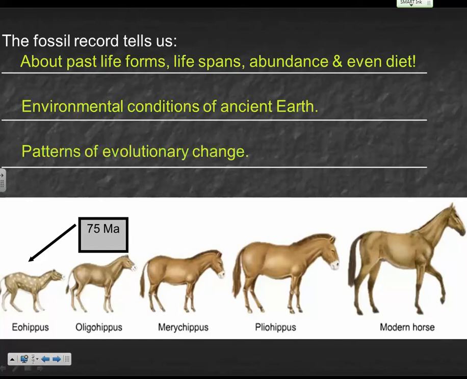And we can also learn about patterns of evolutionary change. And you can see in this diagram here showing the evolution of the modern horse. 75 million years ago, the Eohippus didn't look like a horse, but it had some horse characteristics. But over the last 75 million years, it's evolved into what we now see on the right-hand side as the modern horse. So it had an evolutionary advantage to do so.